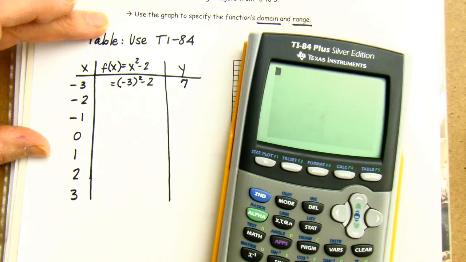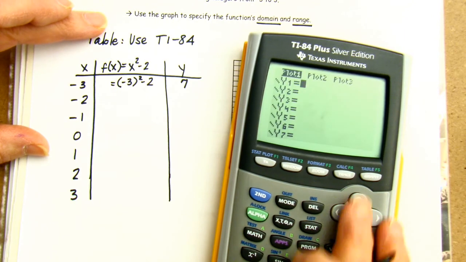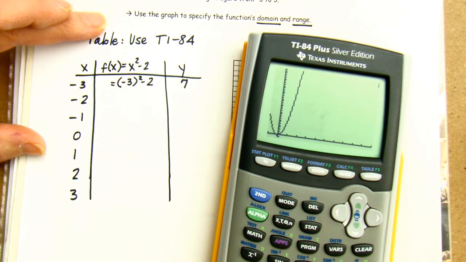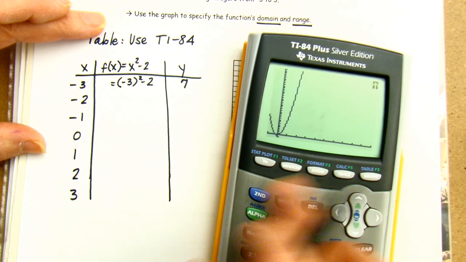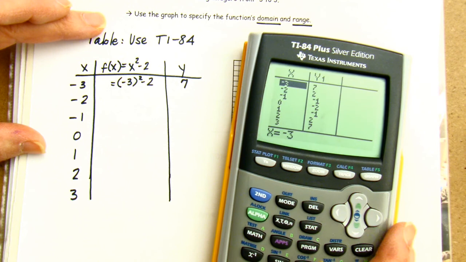Or go into the TI-84 graphing calculator, type in y equals x squared minus 2. I could look at the graph if I want. Got my window is goofed up. That's okay, I don't really need it. And I'm going to look at the second table. All right, it's telling me to go from -3 to +3. So I'm going to copy down those values.